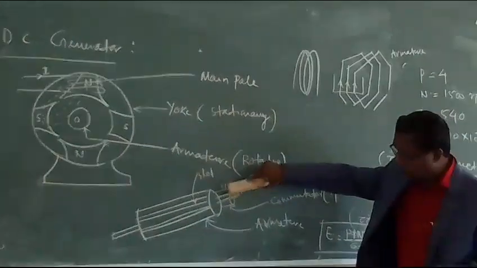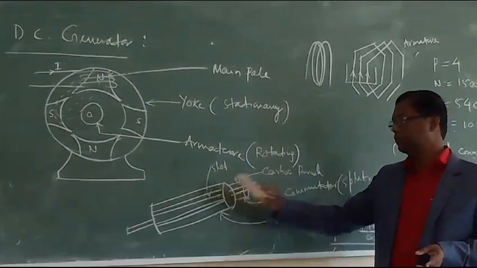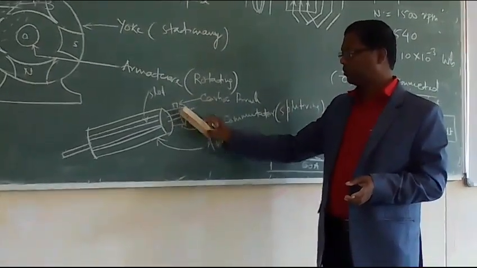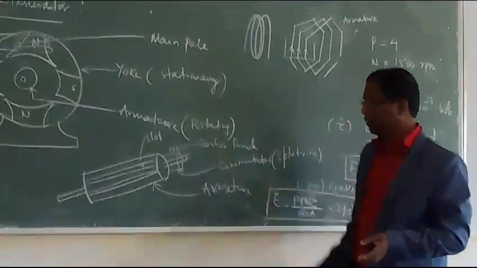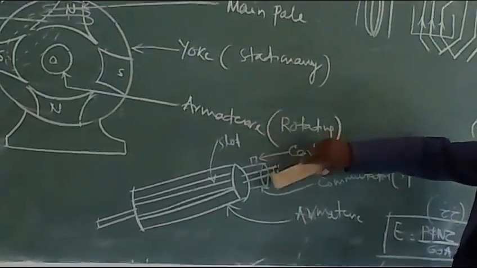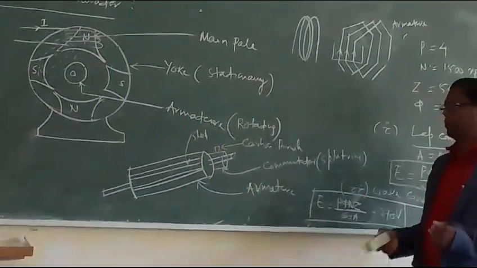The commutator is always fixed to the armature. So what is the role of brushes here? These are brushes, made of carbon. The function of the brushes is just to collect current from the commutator, that means indirectly from the armature.